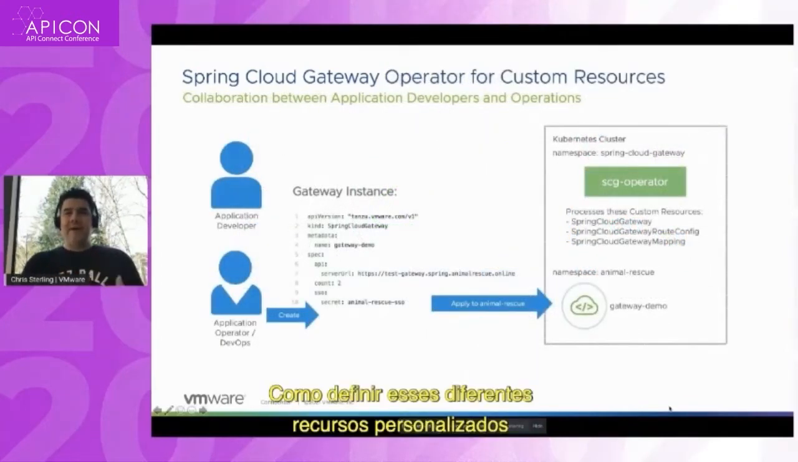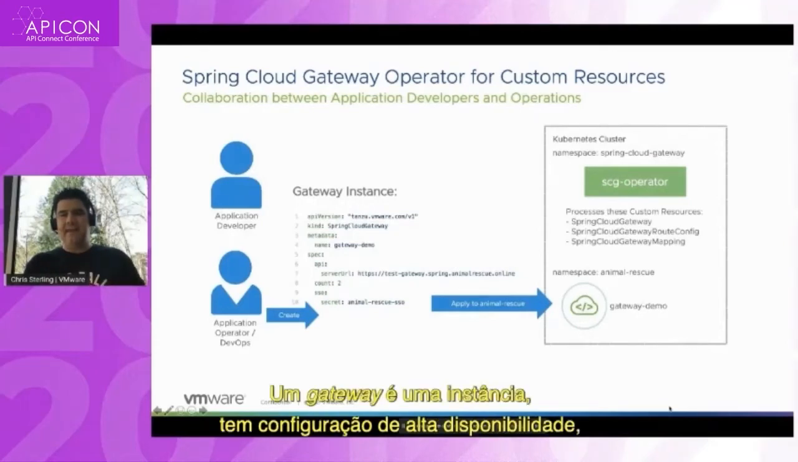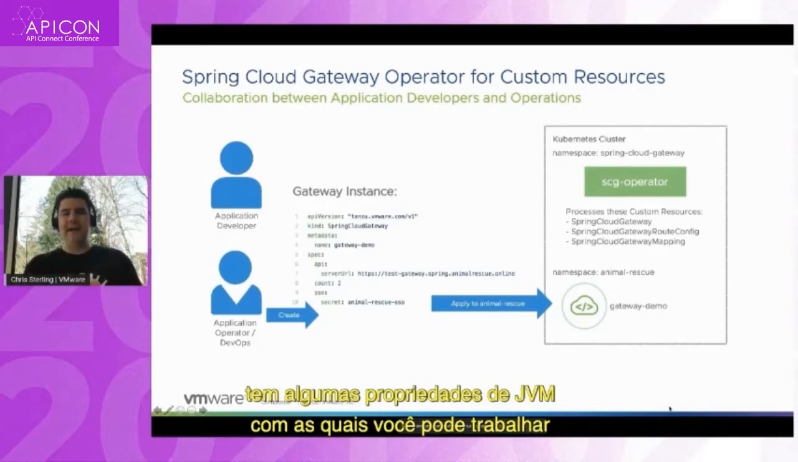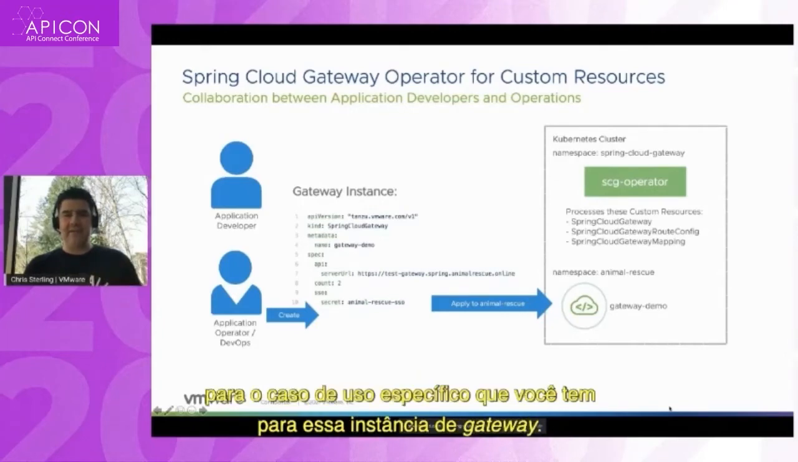So how do you define these different custom resources for a Spring Cloud Gateway operator? Well, one of them is the gateway itself. So a gateway is an instance. It has an HA configuration. It has some JVM properties that you can work with in order to optimize its performance for the particular use case you have for this gateway instance.